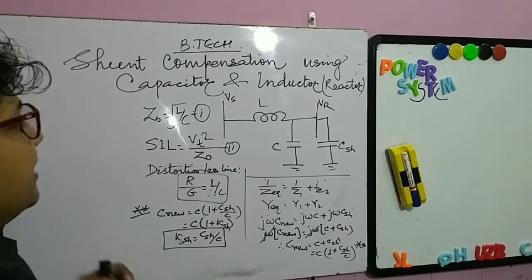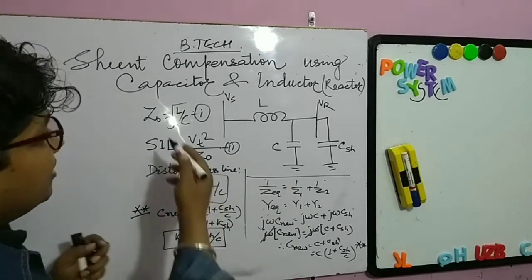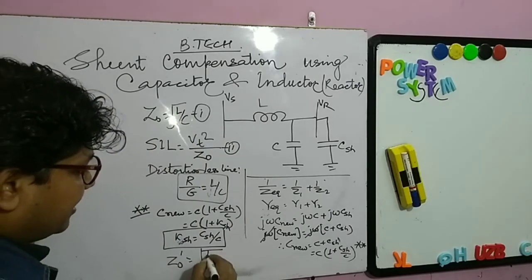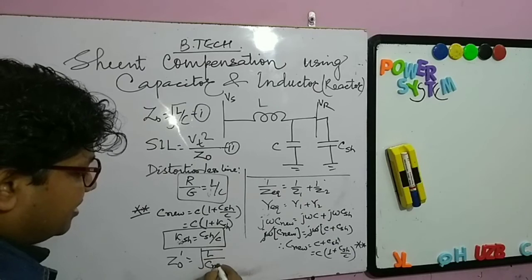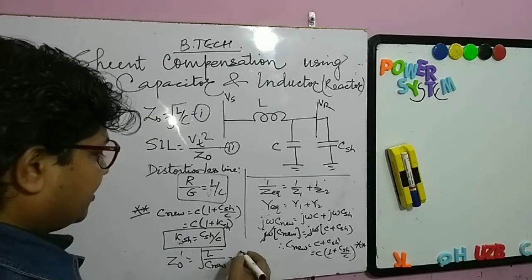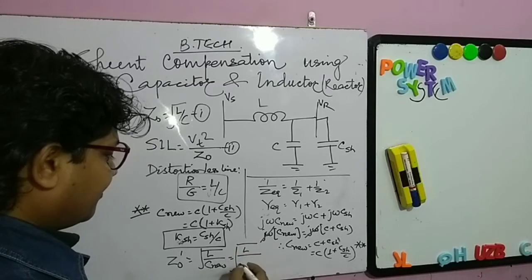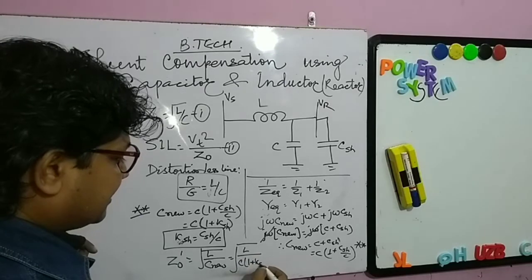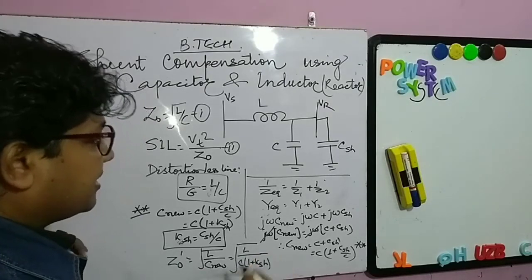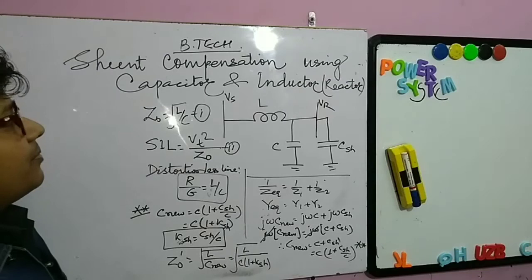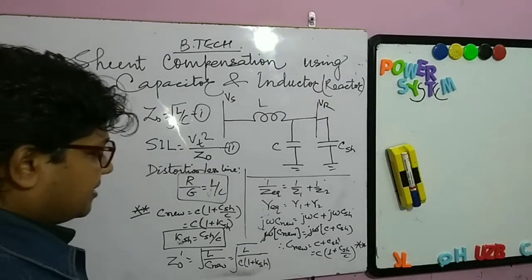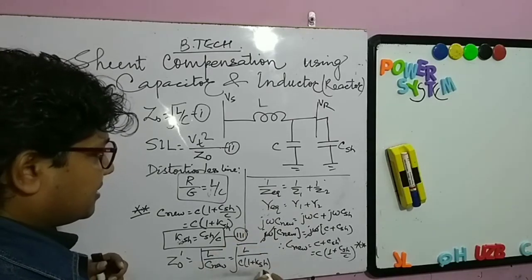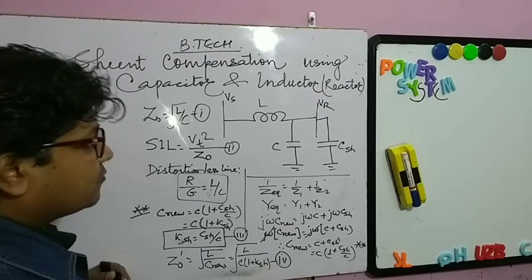So what will be the next? Next is our Z naught. This will be modified: Z naught will be equal to under root L by C nu. In place of C nu we can place 1 plus k_sh, so Z naught is under root of L divided by C into 1 plus k_sh. This is our new equation, the fourth equation.